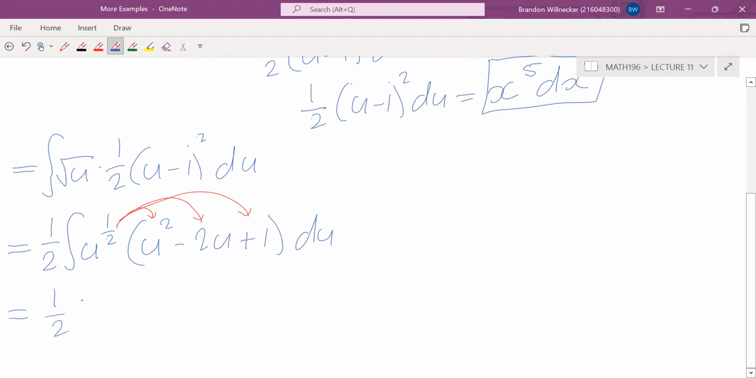So this will be 1/2 the integral of, 1/2 plus 2, that's going to be u to the 5/2, minus 2, 1/2 plus 1, we're going to get u to the 3/2. And finally, u to the 1/2 times 1, that's just going to be u to the 1/2. So now we see we have simple powers over here, and we can use the power rule for antiderivatives.